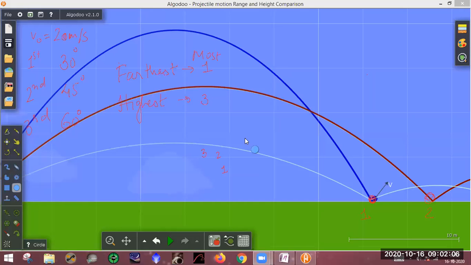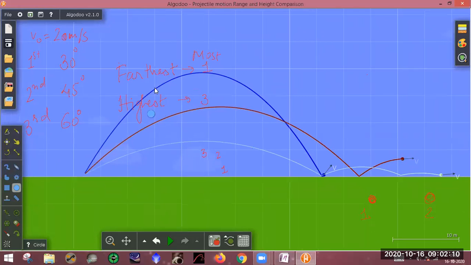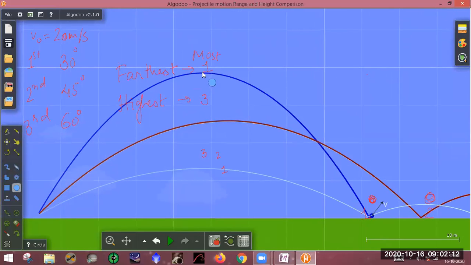So you see what happened to the third one is it went very high. The third one, the blue one, went very high, right? And because of that, it got a lot of time. It took so much time to fall down, right? That's why if you watch IPL, when a batsman tries to hit very high, he gets caught out.